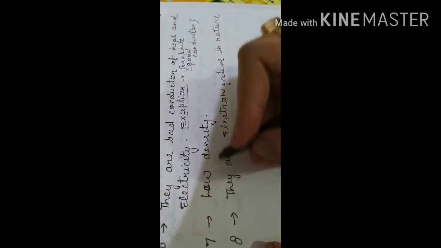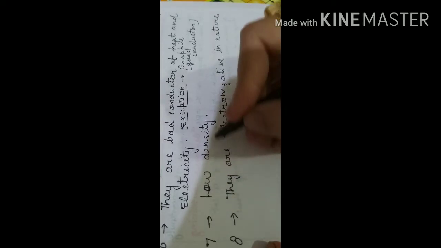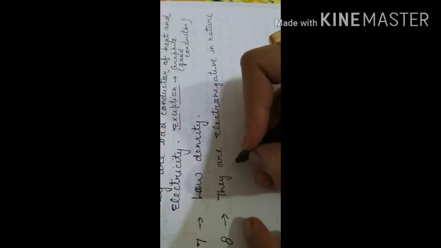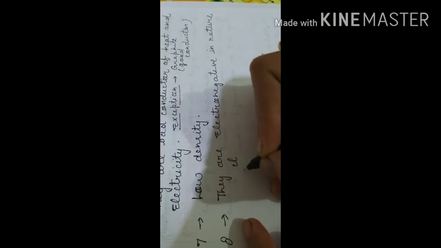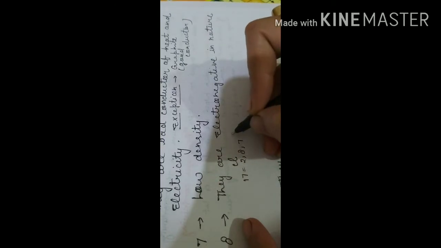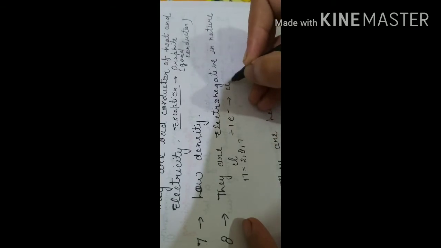Now normally they have low density. Metals have high density, but non-metals have low density. Now the next is they are electronegative in nature. As metals were electropositive, non-metals are electronegative. Let me give you one example, like chlorine. Its atomic number is 17, configuration 2, 8, 7. To complete its octet, it will receive one electron and acquire one negative charge, and its configuration becomes 2, 8, 8.